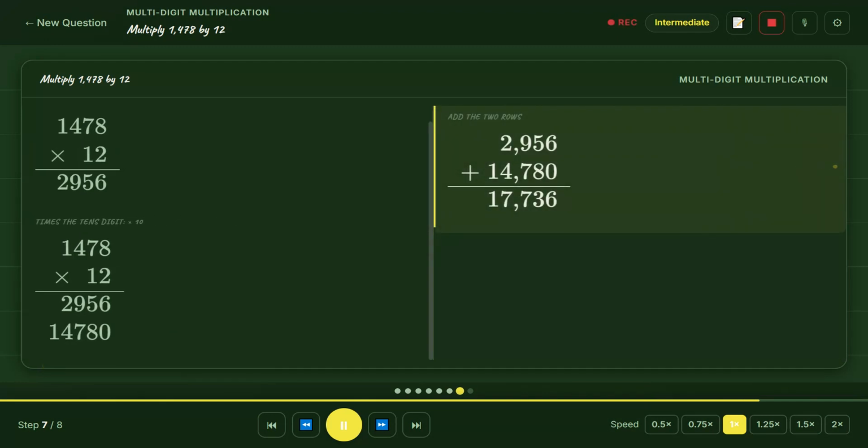Almost done. Now we add our 2 rows together. 6 plus 0 is 6. 5 plus 8 is 13, write 3 carry 1. 9 plus 7 plus 1 is 17, write 7 carry 1. 2 plus 4 plus 1 is 7. And bring down the 1. We get 17,736.